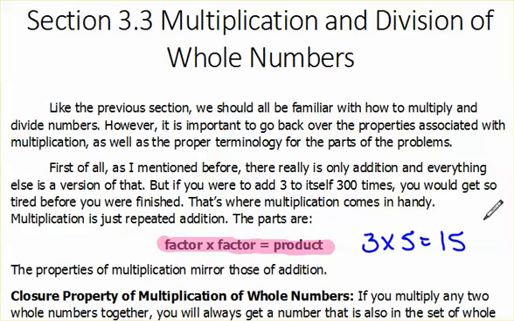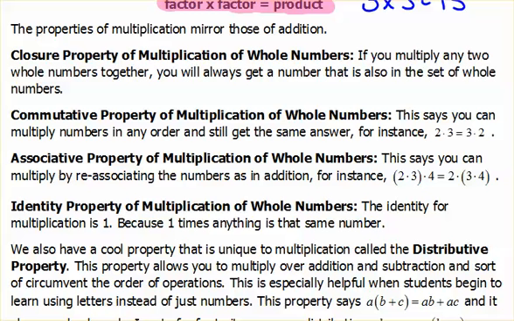Okay, now about the properties. I know you guys have seen the properties before also, but this is important, and so I do want to talk about them for a little bit. Multiplication is a closed operation under the whole numbers. Now, we talked about what closed meant when we talked about addition.